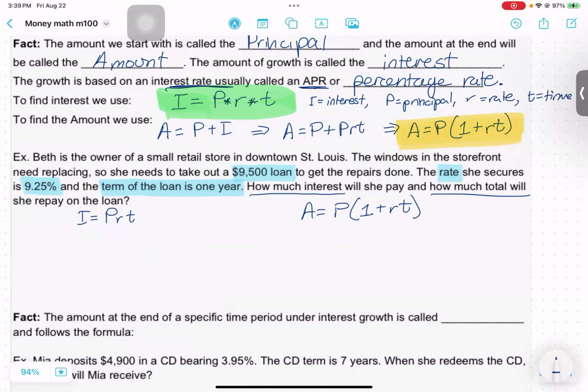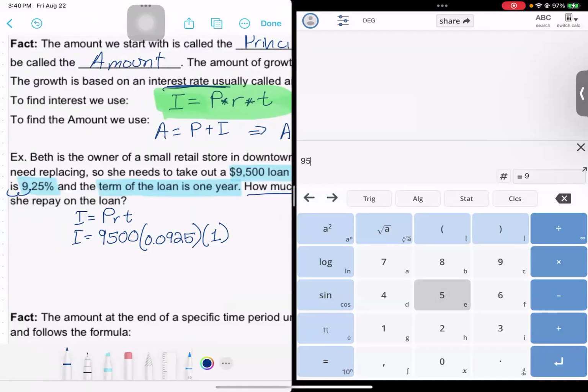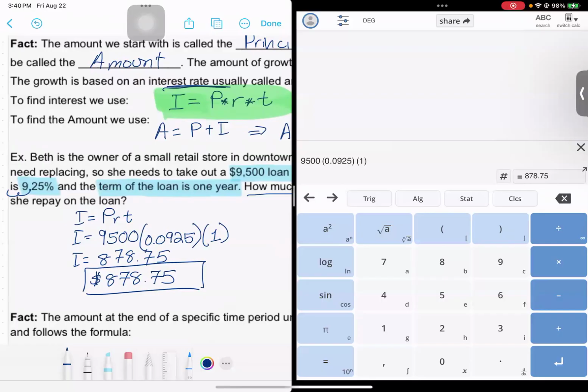Okay, for the amount formula. So the interest she needs will be the $9,500. And then remember that the percentage has to be turned into its decimal form, so 0.0925 rate, and then a time of 1 year. I used parentheses to stay organized and indicate multiplication. Again, since there's no symbol between those, multiplication. All right, and now I'm going to call up my calculator because I ain't doing this by hand. No, thank you. I have 9,500 times, or just parentheses, 0.0925 parentheses 1, boom. The interest, the cost of being able to use somebody else's money as a loan, is $878.75. So $878.75 is the extra money on top of the value of the loan that she'll have to pay.